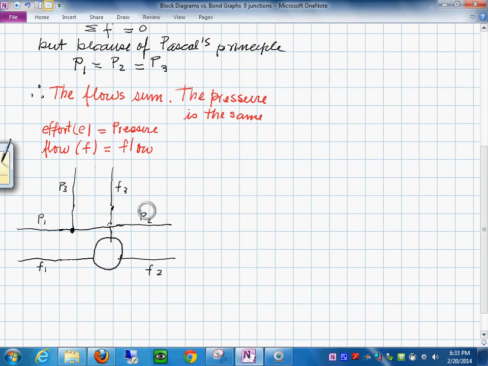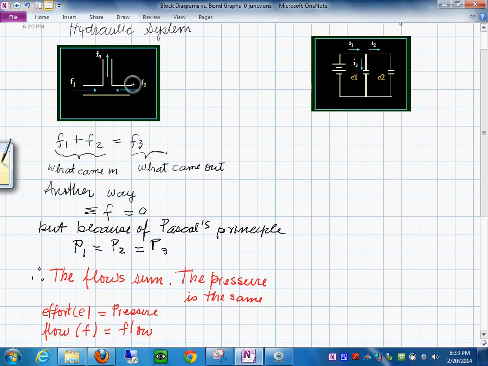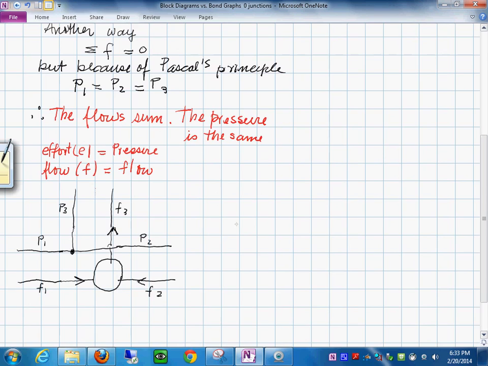So you see, this is our block diagram of this connection. You see all three P's are the same, one connection. All the F's will add. But how do they add in here? It says that F1 comes like this, F2 comes like that, and F3 leaves like this. See? This is the way we see it up here. F1, F2 equals F3. So this is our block diagram here.